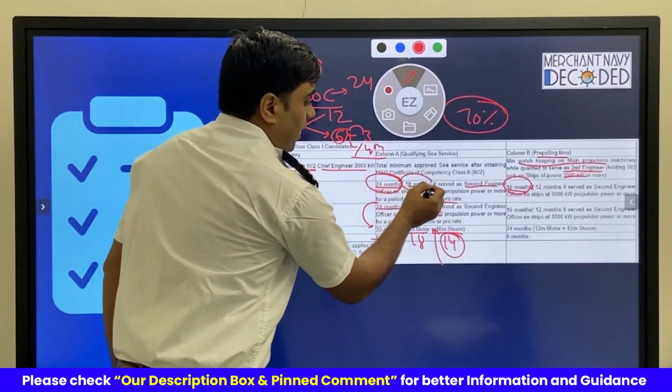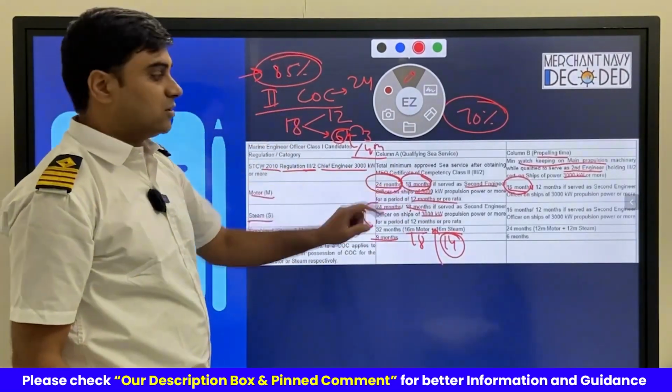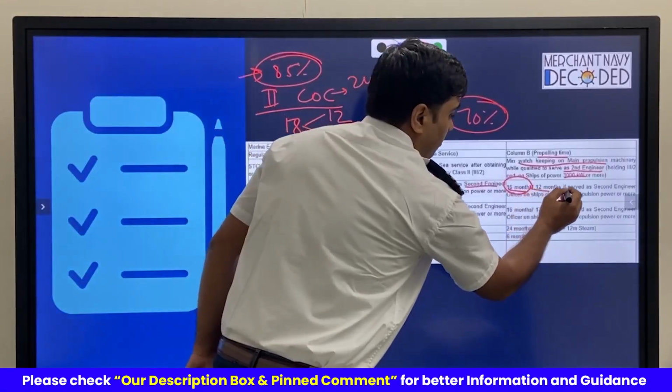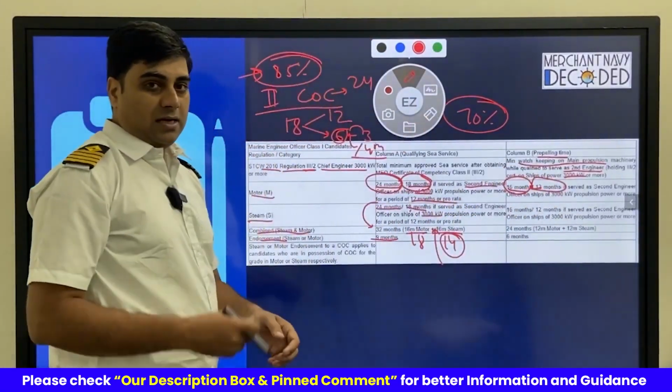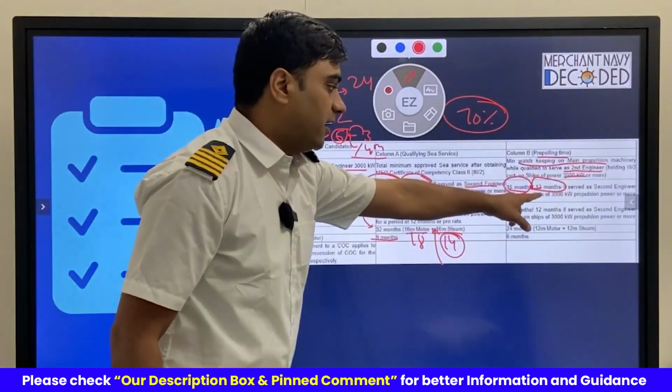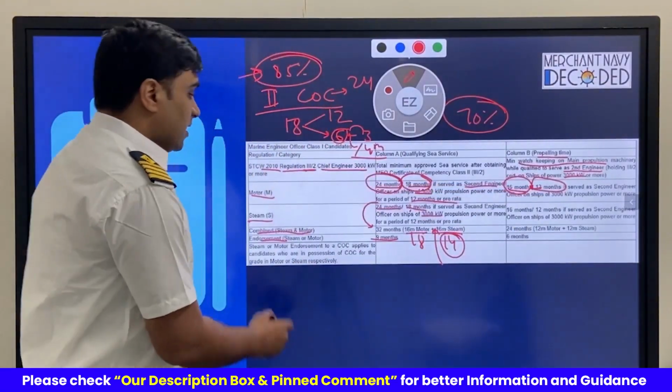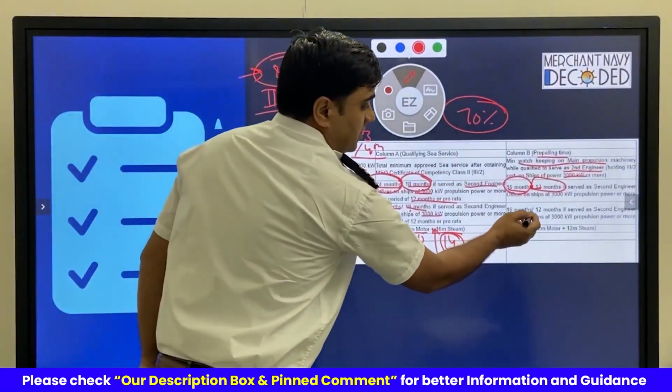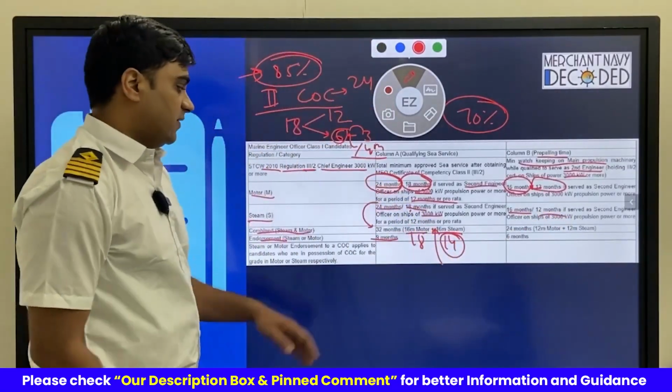However, if you are qualifying under this 18 months rule, then you need a minimum of 12 months of your propelling time. So that is the requirement, 3000 kilowatt. Right? Same way for the steamship, it is 16 months and 12 months, similar, no difference in that one.